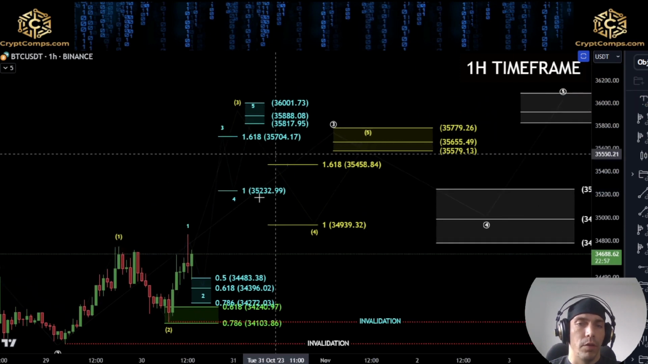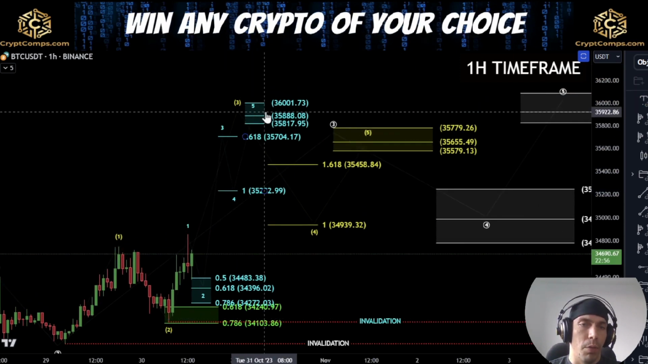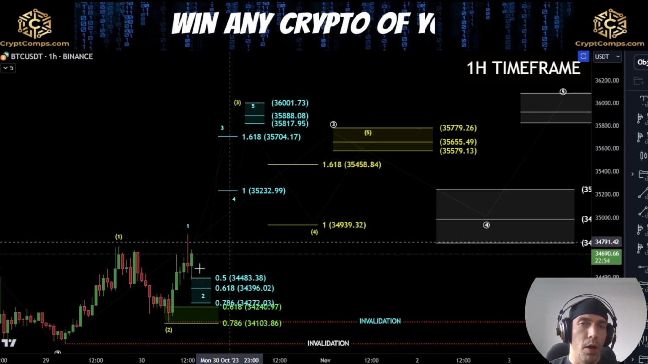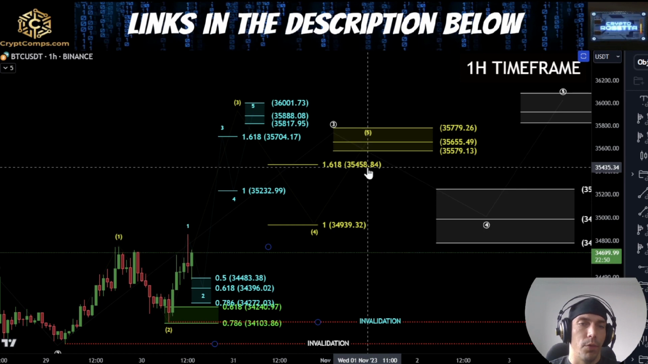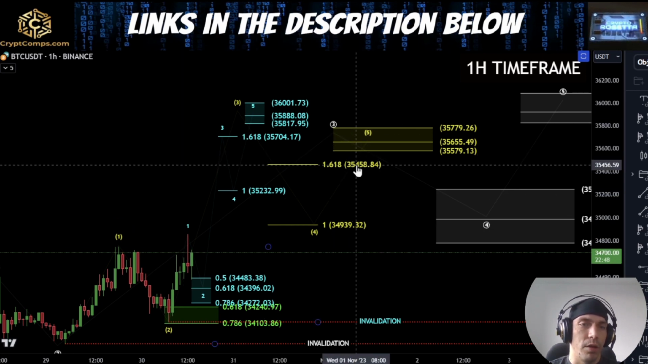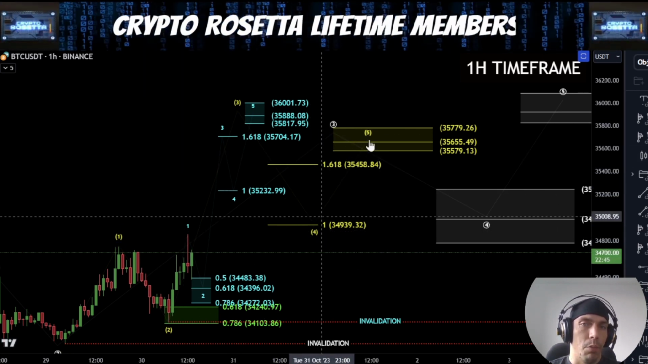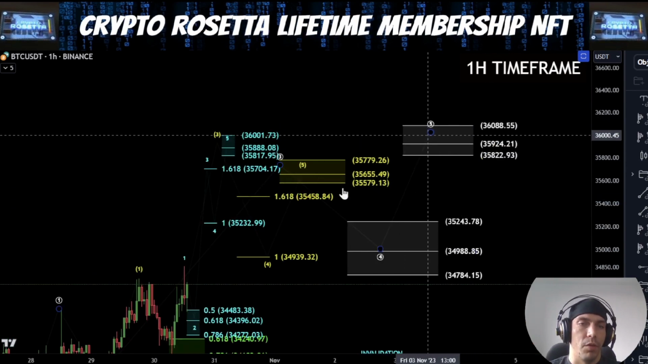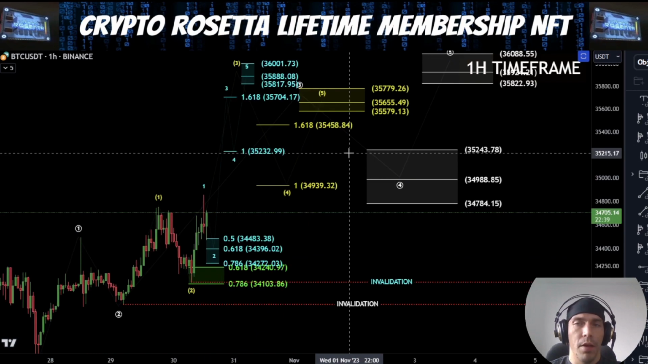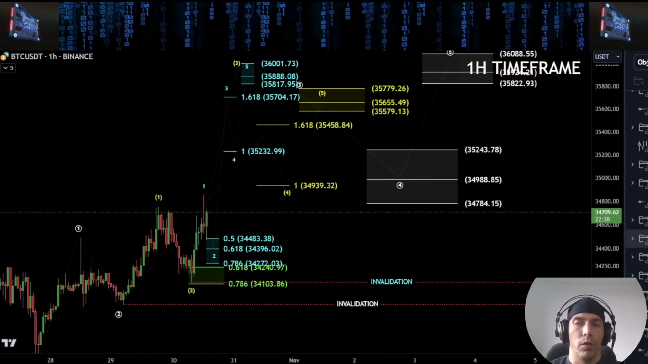Now these targets obviously will change depending on how the waves play out, but effectively if the blue wave count pushes up past this 35,458, I will be looking for that possibility of a fourth wave to come in before looking for some additional structure to play out to the upside and some additional fourths and fifths. So that's going to be an extension within the top end.